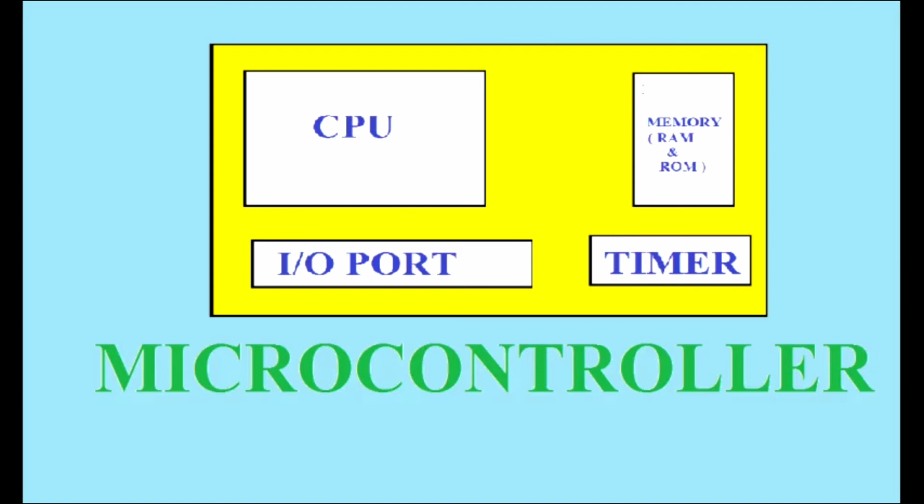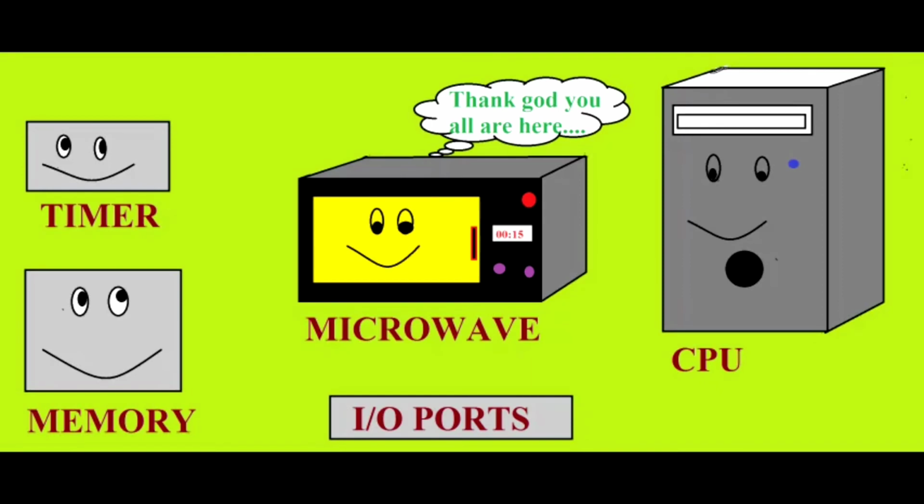So the next question is where this microcontroller is used. Well, we are surrounded by things which have a microcontroller in them, such as our microwave, fridge, washing machine, TV and its remote, AC and its remote, and many more. Because all these things perform a specific task.